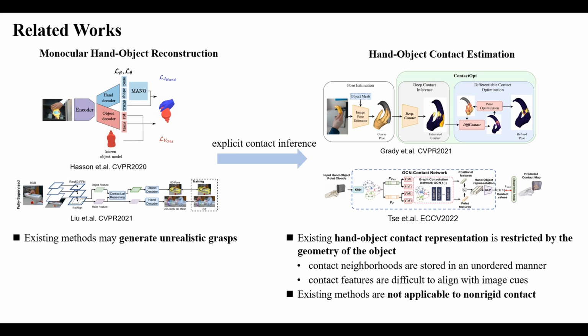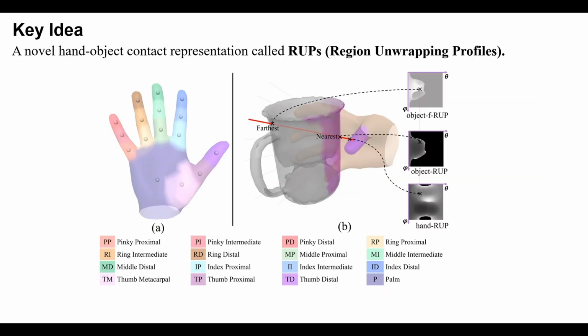image cues. Our key idea is to propose a novel hand-object contact representation called RUPs, which unwrap the roughly estimated hand-object surfaces as multiple high-resolution 2D regional profiles. The region grouping strategy is consistent with the hand kinematic bone division because they are the primitive initiators for a composite contact pattern. The correlated hand-object subsurfaces for each region are aligned according to rays emanating from the center and unwrapped to the 2D regional profiles.